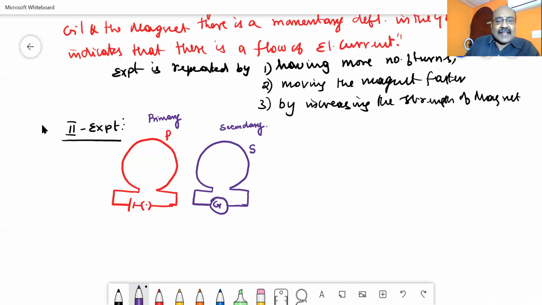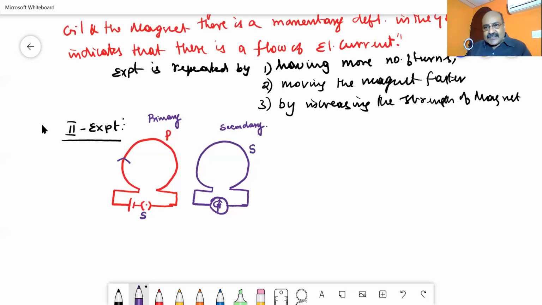See, when there is no flow of current in this coil of wire, there is no deflection in this coil. That is, when the switch is open, there is no flow of electrical current. As there is no flow of electrical current, there is no deflection in the galvanometer. But it was found that when the switch S is switched on, there will be a flow of current in the primary coil. When you are switching on, there is a momentary deflection in the galvanometer.